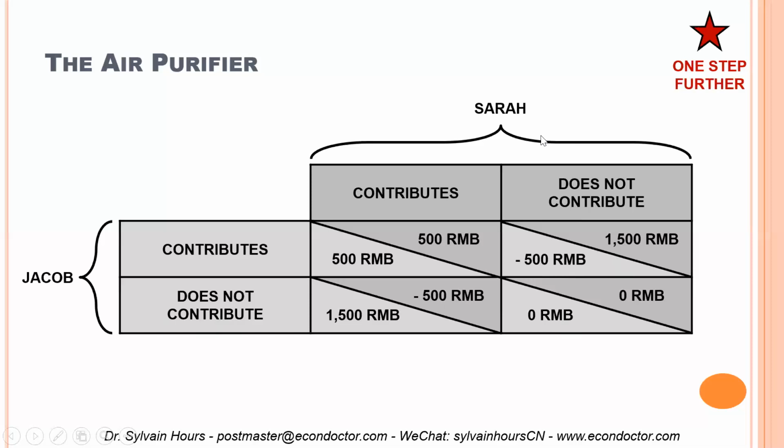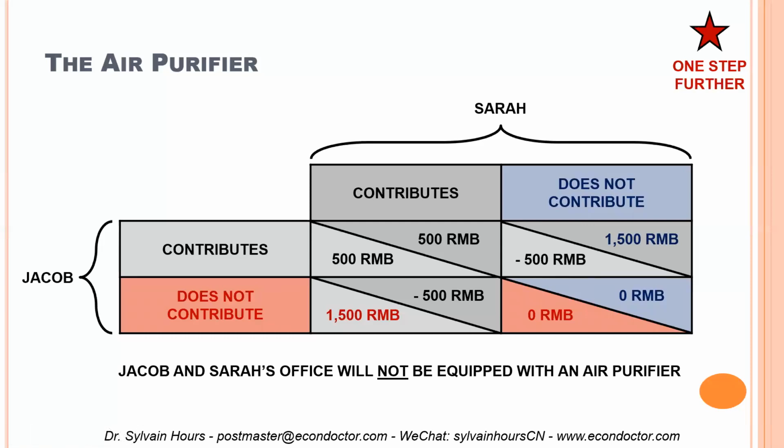And then you say, well, but this game is the same for Sarah and Jacob. It's a symmetric game. So if Jacob is always better off not contributing, the same is true with Sarah. And you can find the equilibrium of the game. You can just show them, then you see that in that situation, none of them is going to pay for the air purifier. Each of them is free riding. Each of them is waiting for the other or expecting that the other will contribute. And at the end of the day, none of them will contribute.